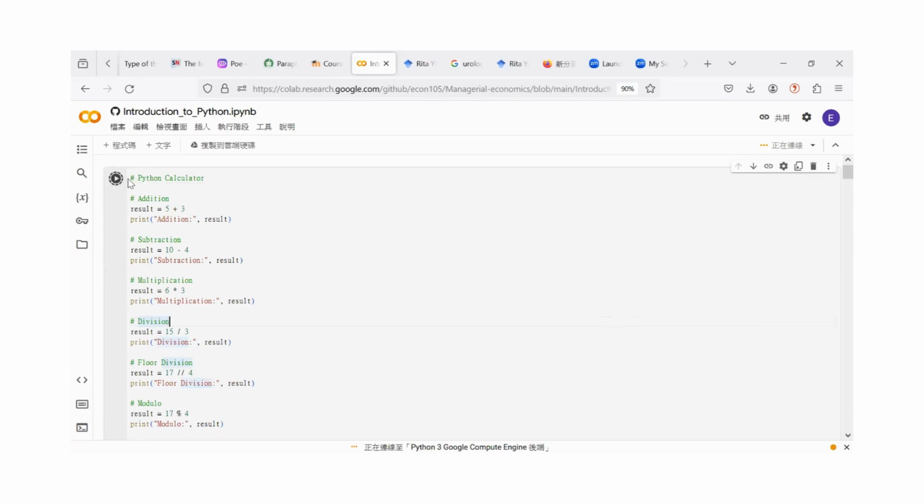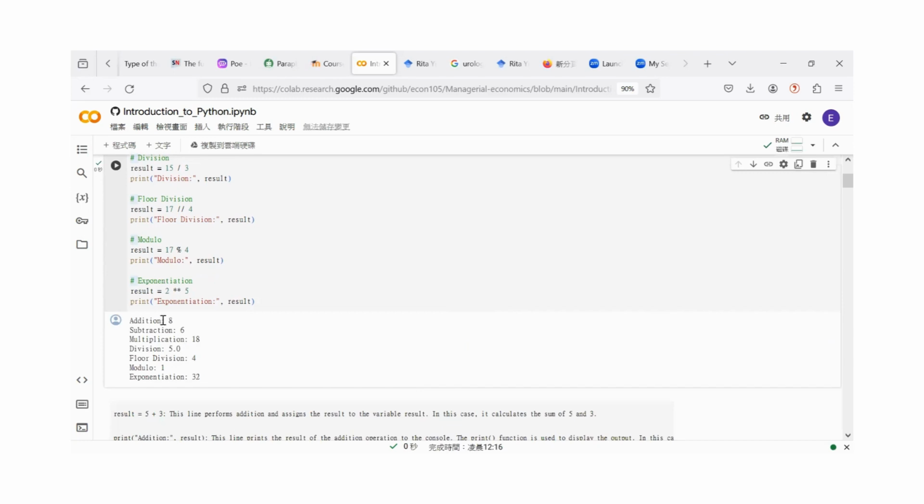Now for this one, you will see that we have the symbol of the hashtag here. Whenever you see the hashtag, it means that you have got comments, and the comments will not be run. The usage of the hashtag is usually to remind you what you are doing here. For example, here, addition. Result is 5 plus 3. So we try to print addition. We just give the instruction that we would like to do the addition, and then we have got the results here. If you see below that addition equals 8, that would be the answer.